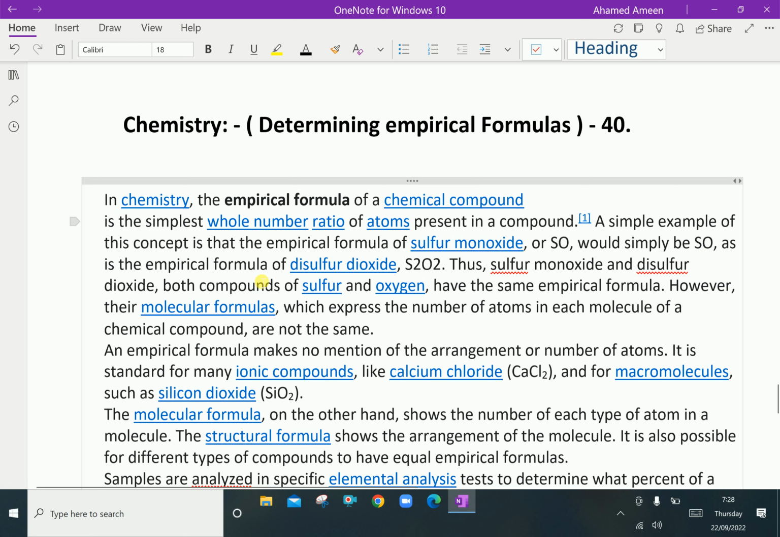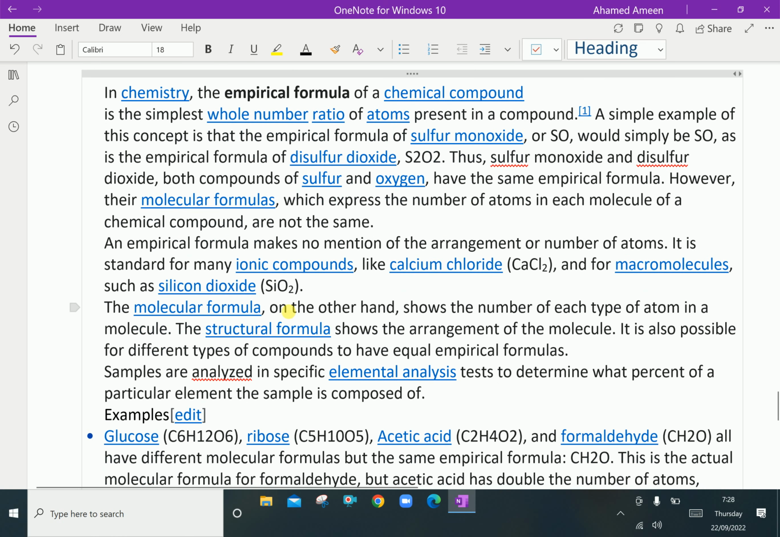As is the empirical formula of sulfur dioxide, S2O2. Thus, sulfur monoxide and sulfur dioxide, both compounds of sulfur and oxygen, have the same empirical formula. However, their molecular formulas, which express the number of atoms in each molecule of a chemical compound, are not the same. An empirical formula makes no mention of the arrangements or number of atoms.